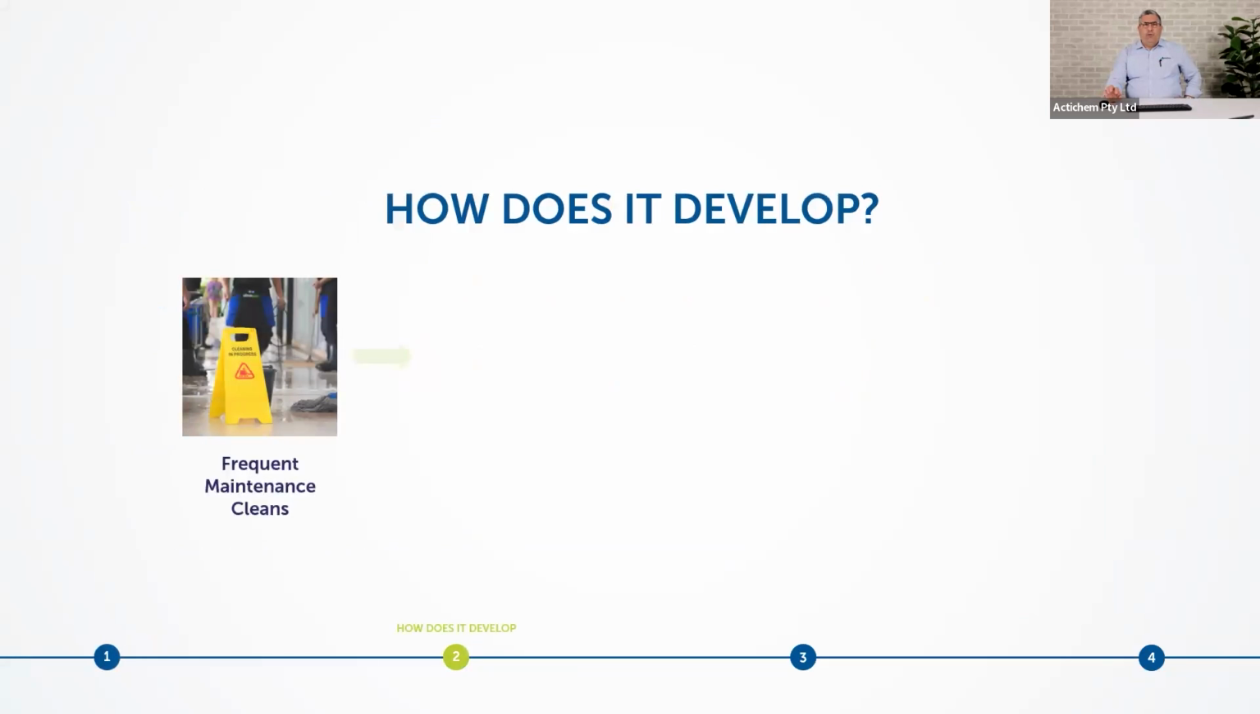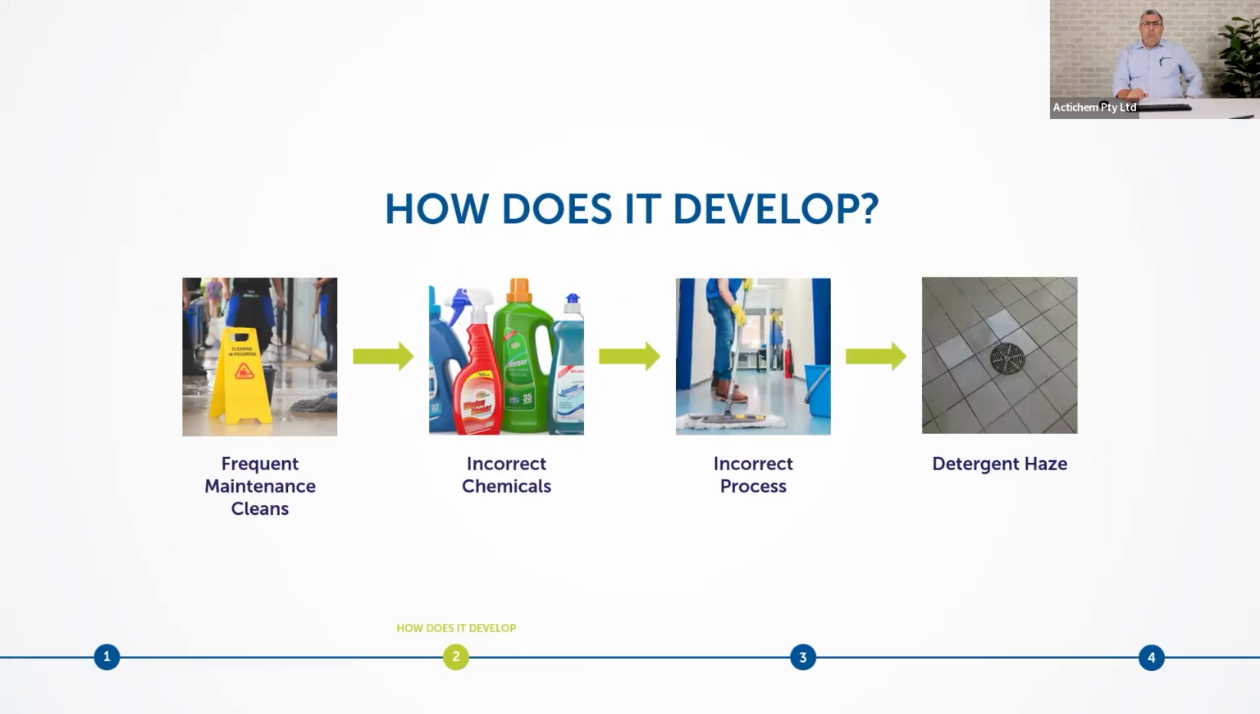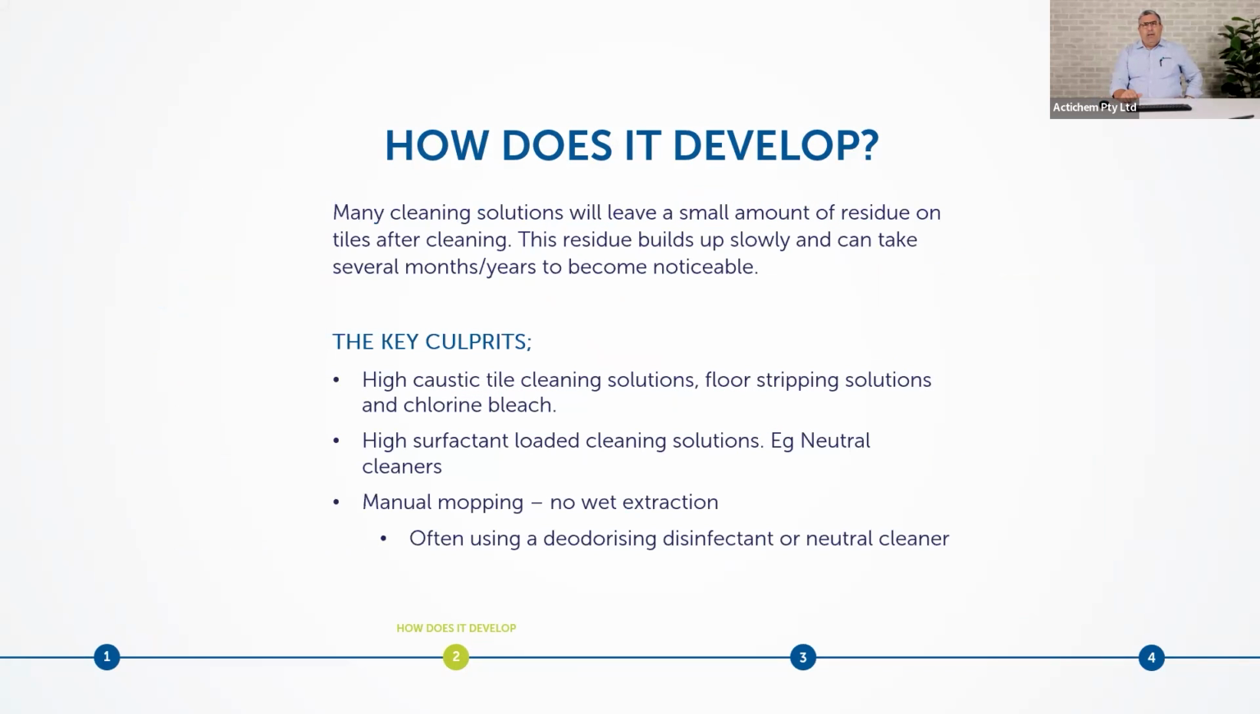Well, it starts off with frequent maintenance cleans using the incorrect chemicals, plus the incorrect process, and we develop detergent haze or detergent residue on our tiles. So the key culprits in this are high caustic tile cleaning solutions and floor stripping solutions, which are also highly caustic. I'm referring to cleaning solutions which have in excess of 10% sodium hydroxide or potassium hydroxide. Many of you would know it by the names of caustic soda or caustic potash. These highly caustic solutions are very, very much the culprits for detergent residue.